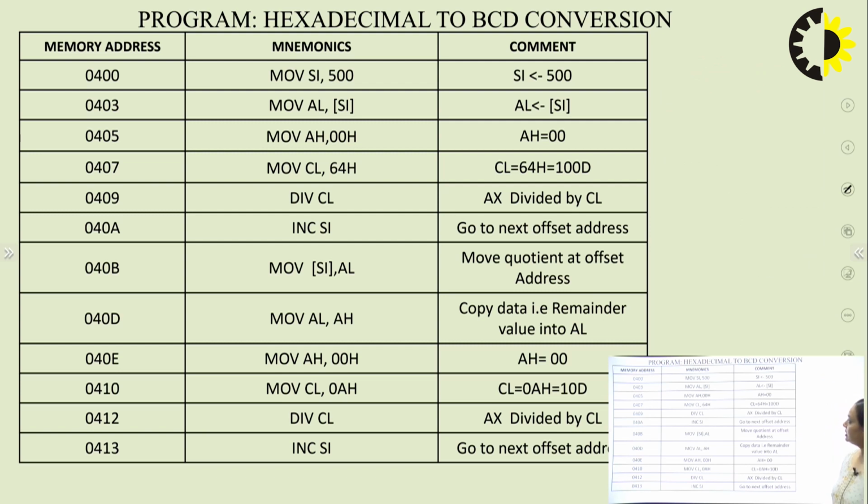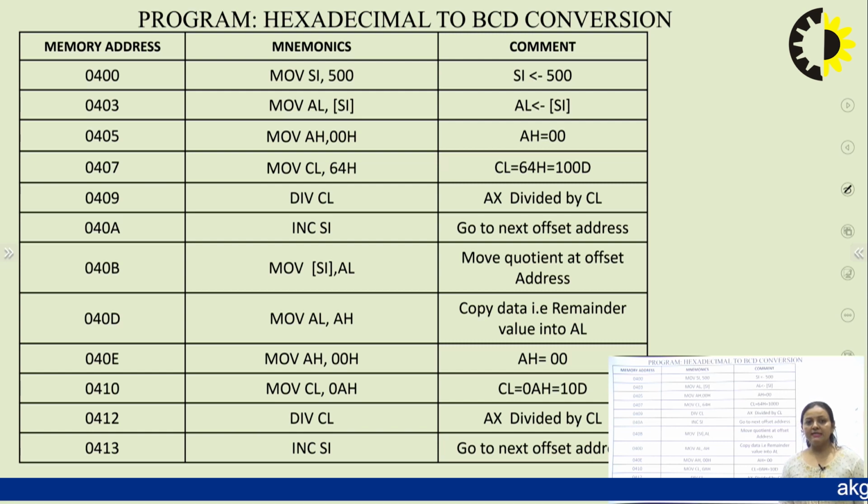So we'll see the program step by step. MOV SI, 500. First, we have initialized the SI register, the source index register, to location 500. Then MOV AL, [SI]. Again, SI is pointing to location 500, the offset of the location where my input is present, which I assumed to be FF. Then MOV AH, 00, so I have cleared the upper part of my accumulator. Then MOV CL, 64. 64H is equivalent to 100 in decimal, so we have just taken it in register CL.